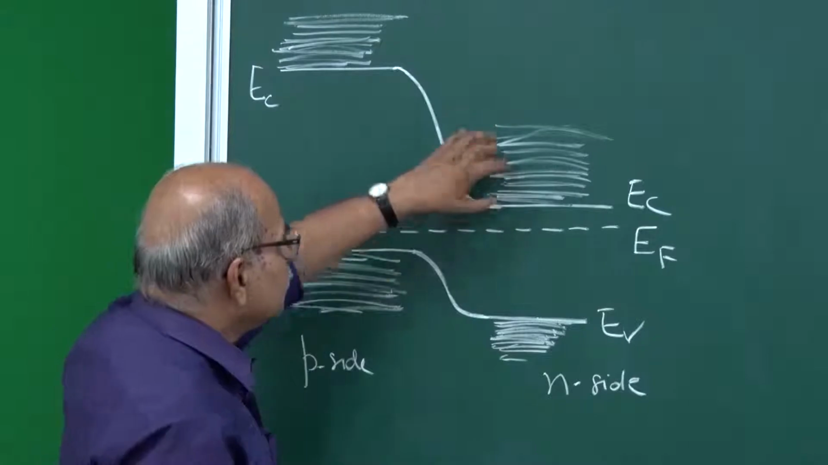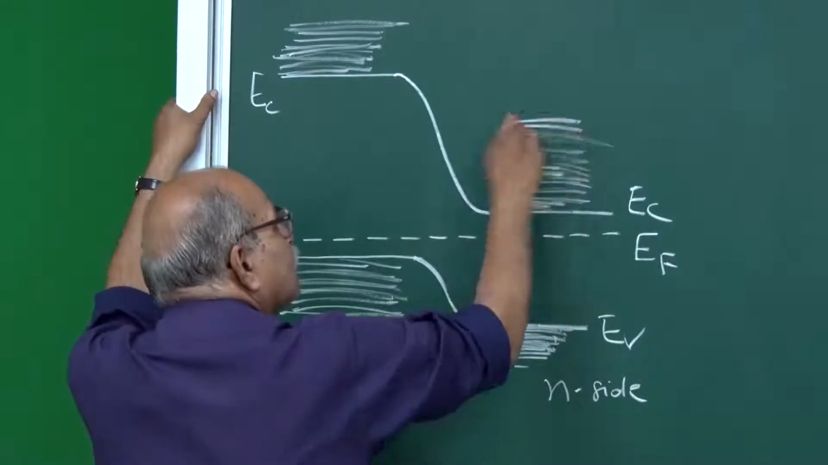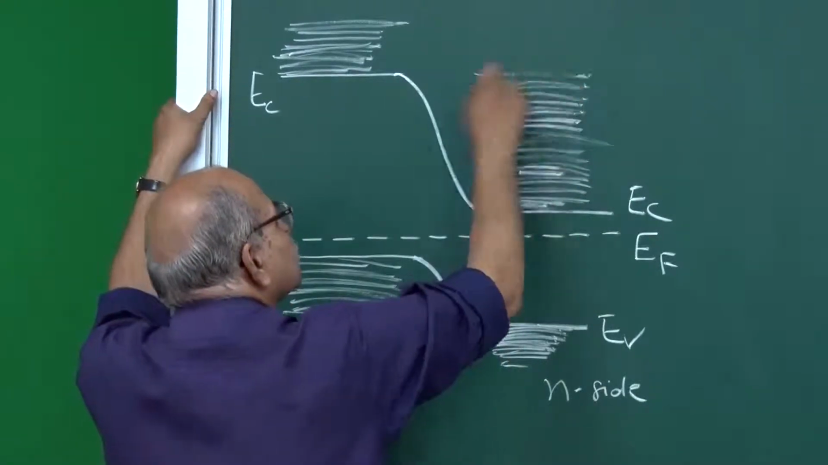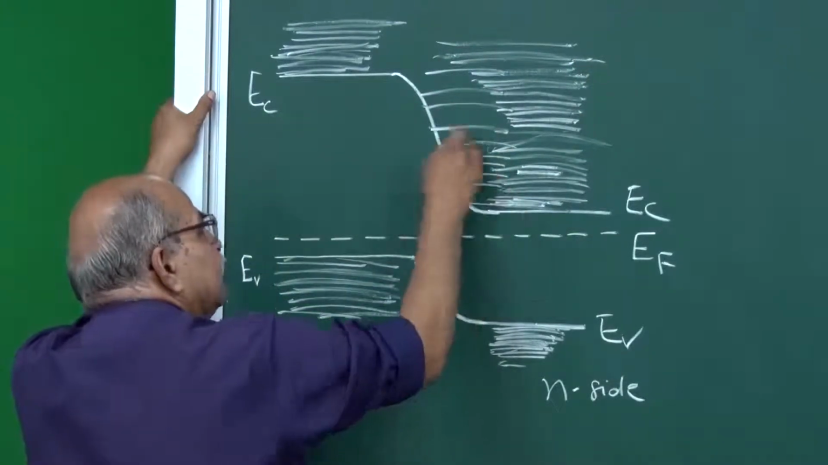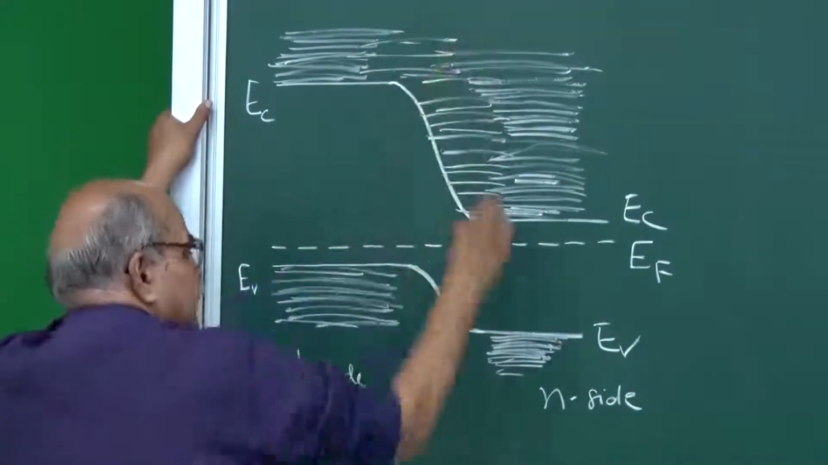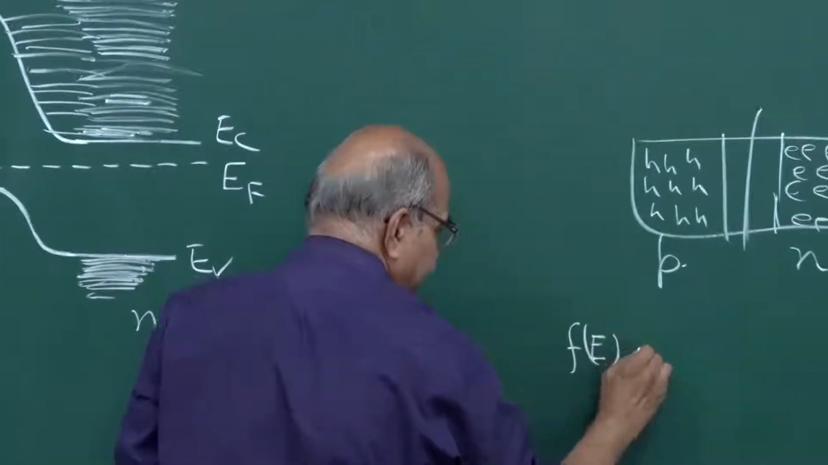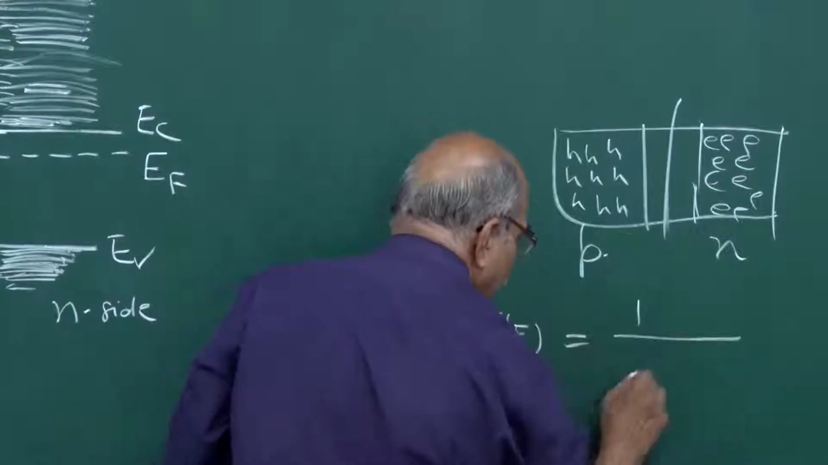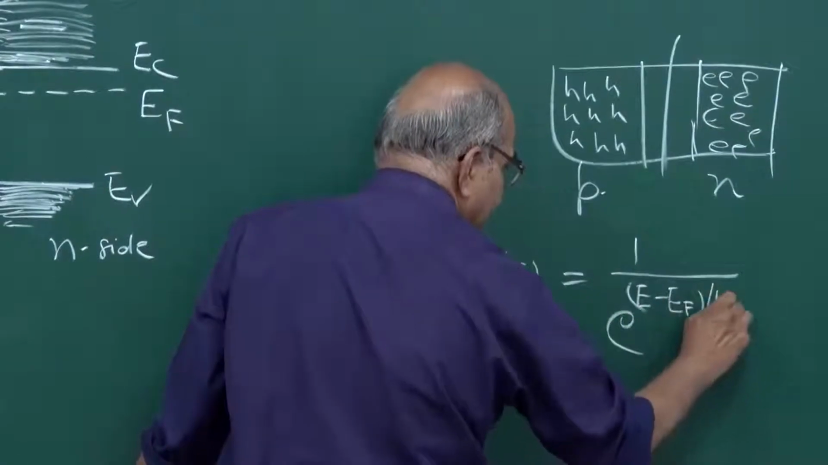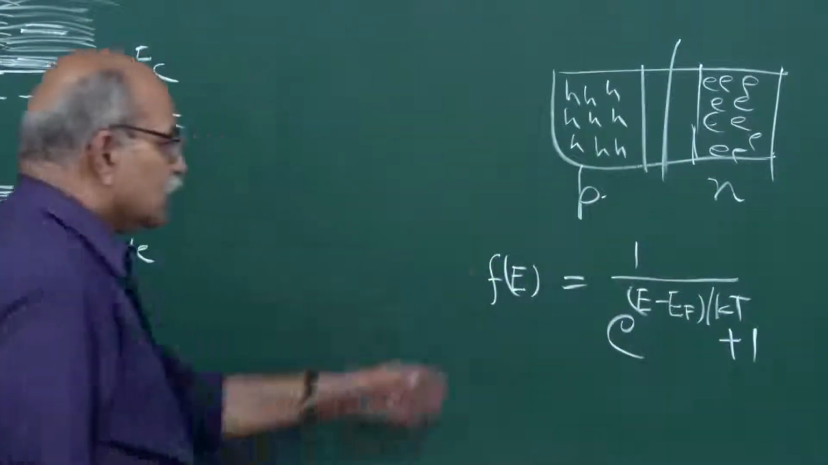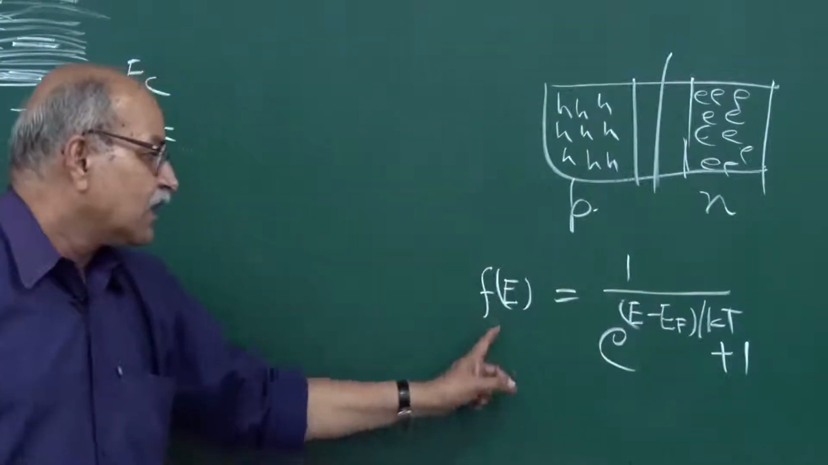Now, how many electrons are here in these quantum states? How many are in these quantum states? And so on. For that, once again you have to go to this Fermi energy. This Fermi energy gives you the Fermi function, Fe, which is 1 over e to the power (E minus EF) over kT, plus 1. So, this gives me the probability. At E equal to EF, the probability is half.